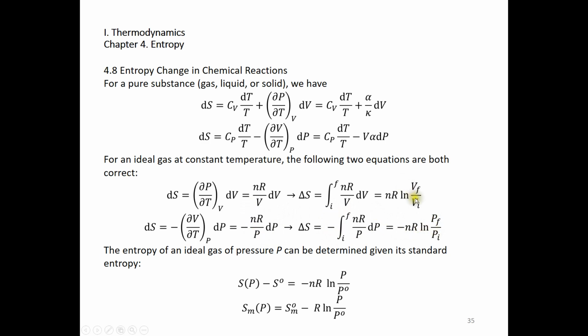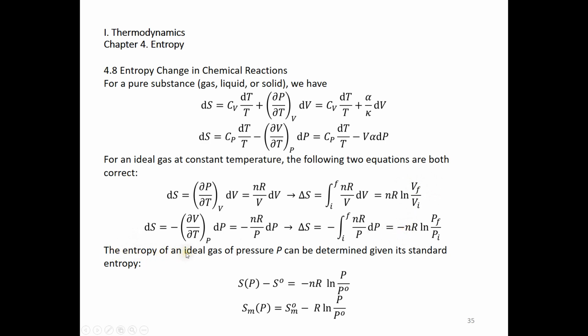We can actually prove that this equation and this equation are exactly the same, because the pressure is inversely proportional to the volume. So P final over P initial is equal to V initial over V final. And pay attention to the negative sign over here.